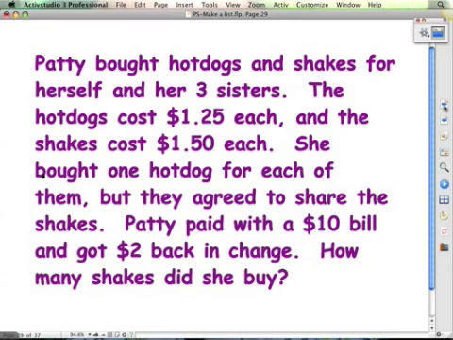Patty bought hot dogs and shakes for herself and her 3 sisters. The hot dogs cost $1.25 each, and the shakes cost $1.50 each. She bought 1 hot dog for each of them, but they agreed to share the shakes. Patty paid with a $10 bill and got $2 back in change. How many shakes did she buy?